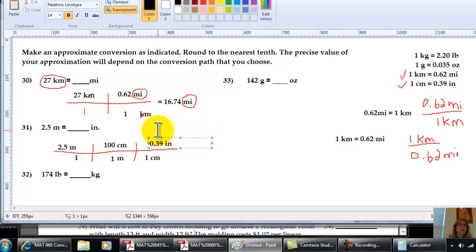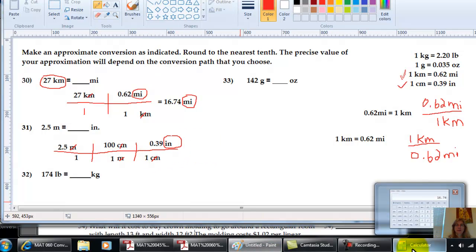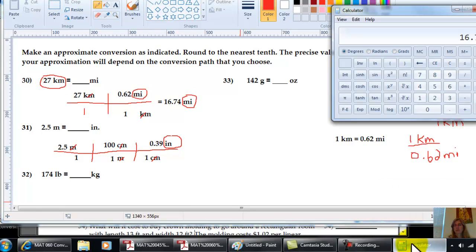Inches on top. And that allows us to do the little trick where we are now keeping track of our units. Those meters cancel because they're numerator over denominator. This numerator is this over this denominator. It leaves us in inches. So what's going to happen is when we do all the math, which is 2.5 over 1 times 100 over 1 times 0.39 over 1. So let's get our calculator, and what that really is 2.5 times 100 times 0.39.